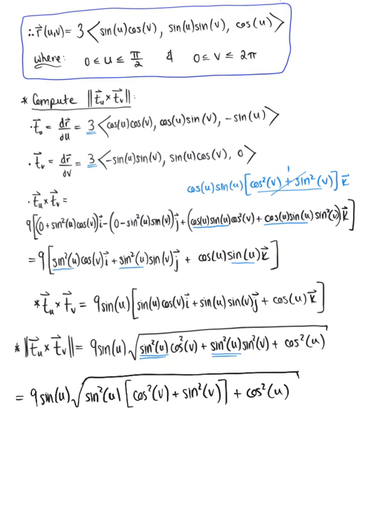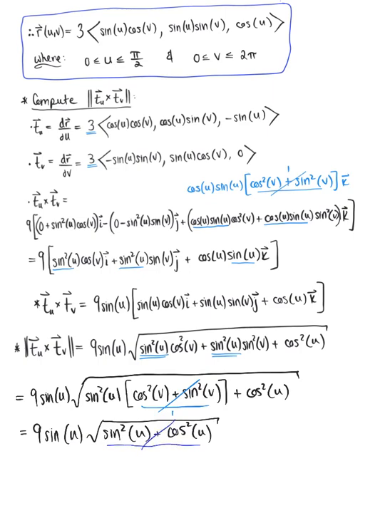And so we see Pythagorean's identity. So we know that that is equal to 1, which leaves us with 9 times sine of u multiplied by the square root of sine of u squared plus cosine of u squared, and we see Pythagorean's identity again. So we know that is also equal to 1, and so this leaves us with just 9 sine of u. So the magnitude of the cross product of our two tangent vectors is just 9 times sine of u. Woohoo! So now that we have the magnitude and we have our parameterization, the only thing left to do is to parameterize our given function.